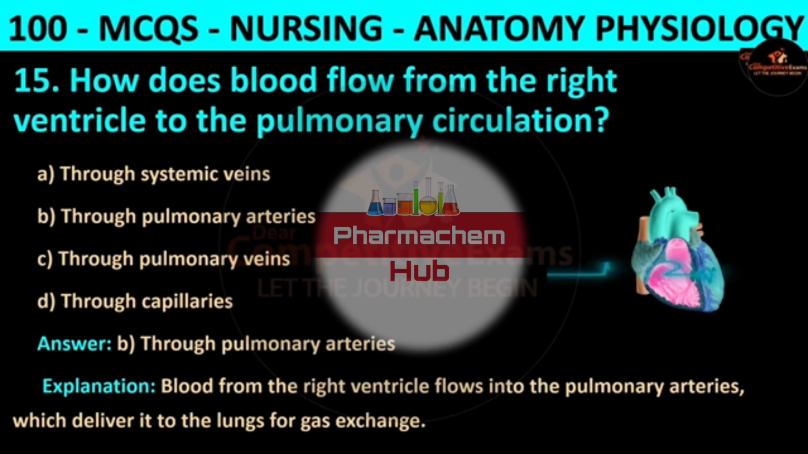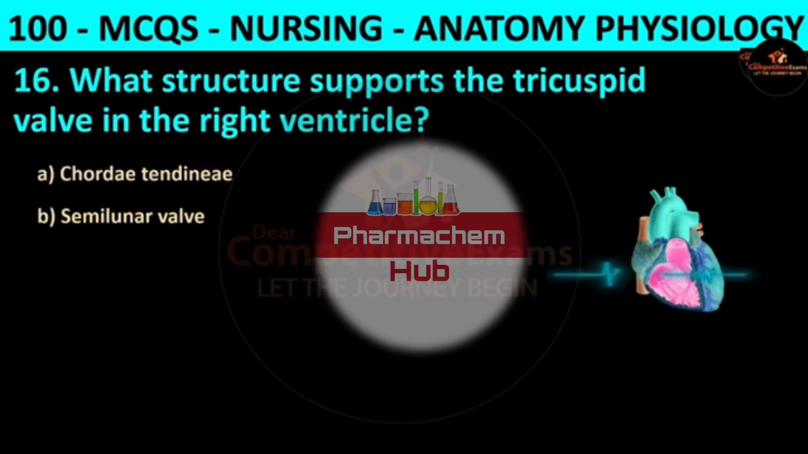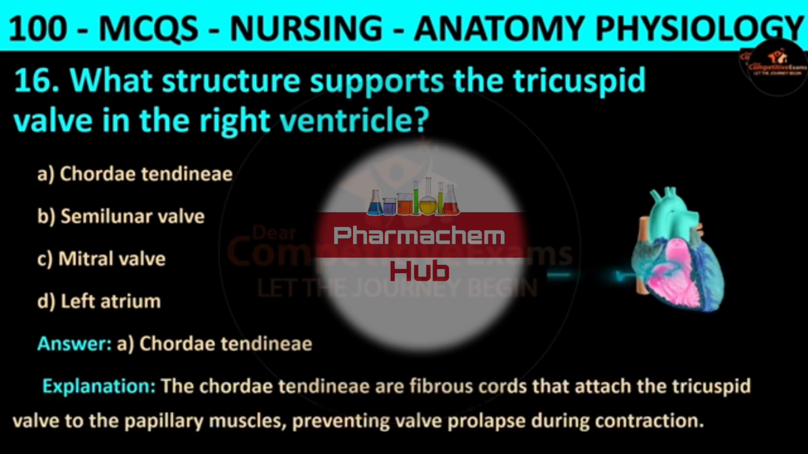Question number 16. What structure supports the tricuspid wall in the right ventricle? Chordae tendineae, semilunar wall, mitral wall, or left atrium? The answer is A, that is chordae tendineae. The chordae tendineae are fibrous cords that attach the tricuspid wall to the papillary muscles, preventing wall prolapse during contraction.